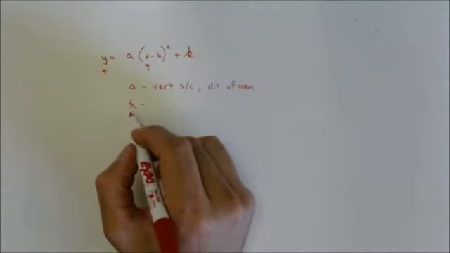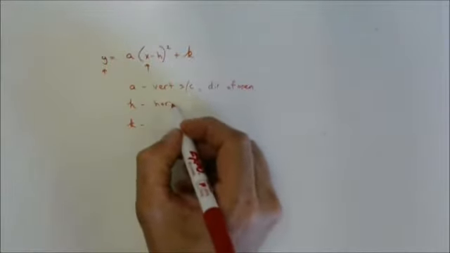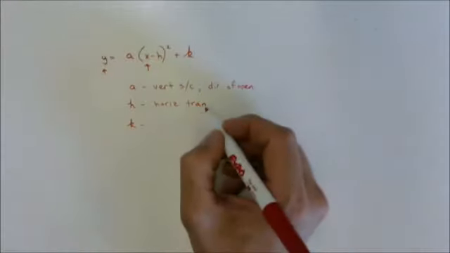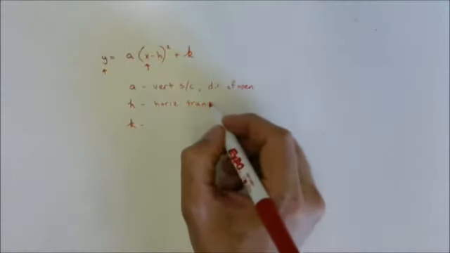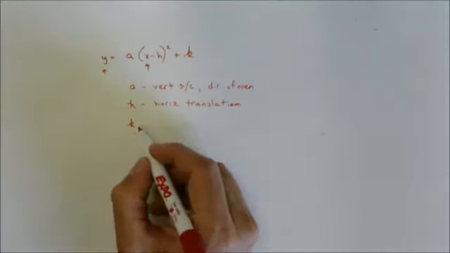Give you a hint. It starts with the letter H. Horizontal translation. Nice. It's like phase shift or something, when we're talking sinusoidal. Horizontal translation, because this is just a quadratic. Good. And this thing, k.